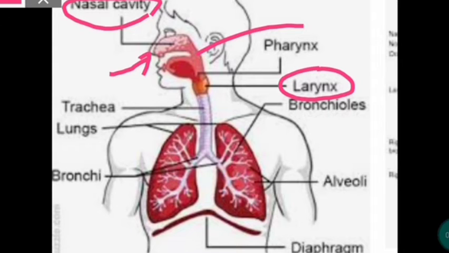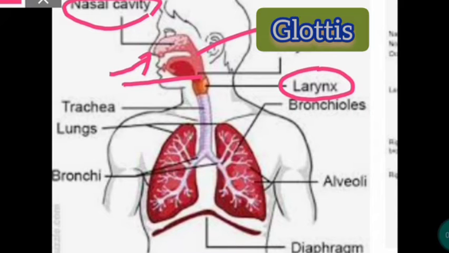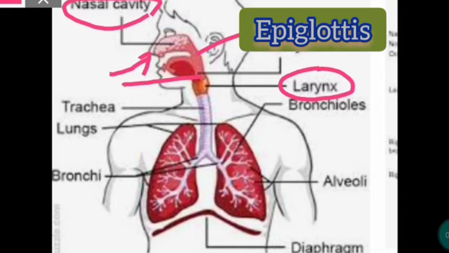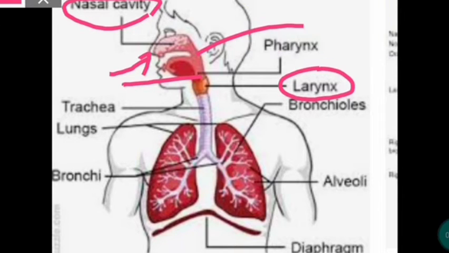Then at the tip end of the larynx there is a small opening known as the glottis. During swallowing of food, this glottis is covered by a cartilaginous flap of connective tissue known as the epiglottis, which prevents the entry of food into the larynx.